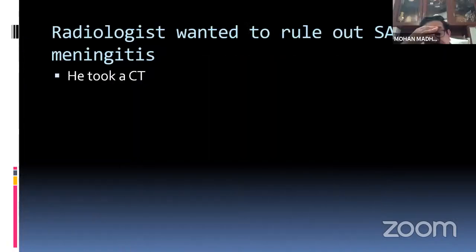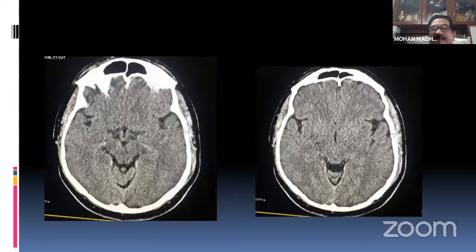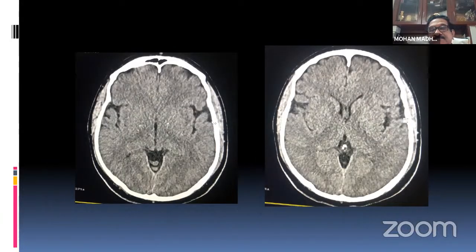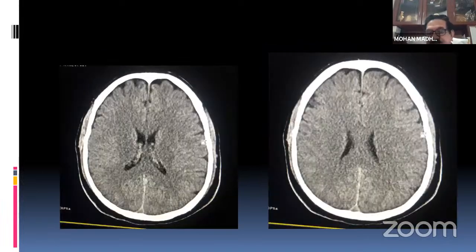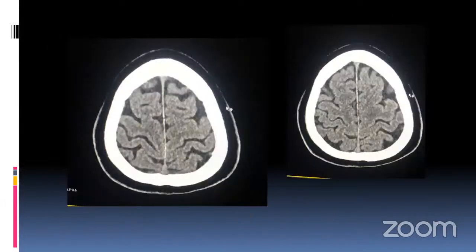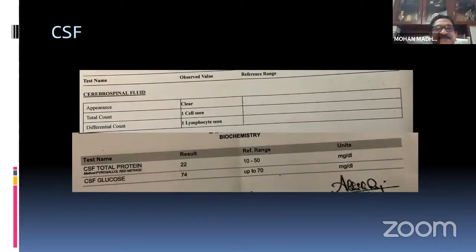CSF study. Yeah, in fact, the radiologist suspected subarachnoid hemorrhage. He wanted a CT to confirm whether blood is present or not. But CT did not show any blood. The brain was slightly swollen, filling up the space. Has CSF been done? Yes. CSF shows one cell, protein 22, glucose normal, appearance clear, no subarachnoid blood.